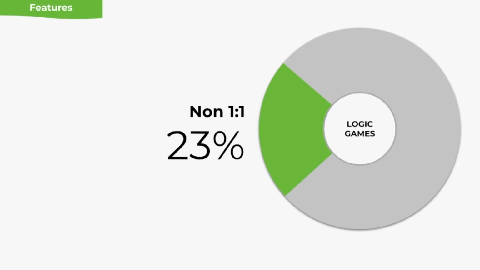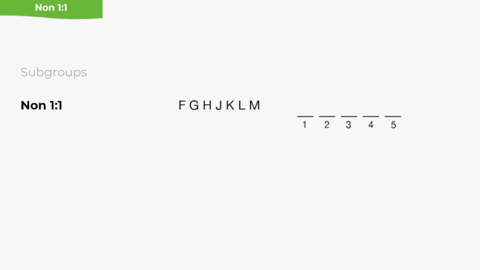So games with an uneven number of players to positions. 23% of all games have this particular feature. And in a situation like this, you're either going to need to double up some of the players on the positions, or some of the positions are going to need to be left blank. But this is another feature that's going to increase the complexity of the game.